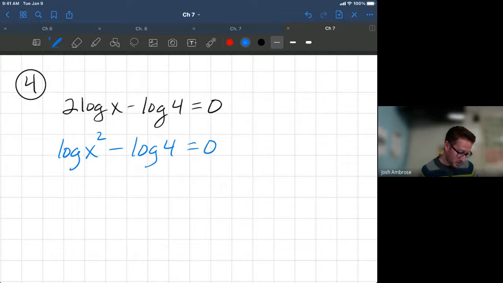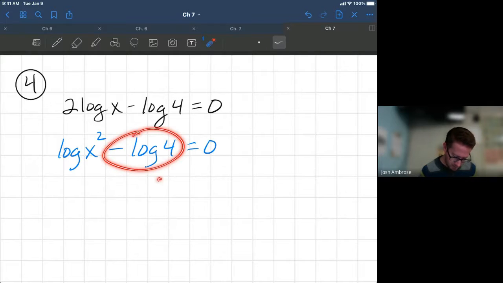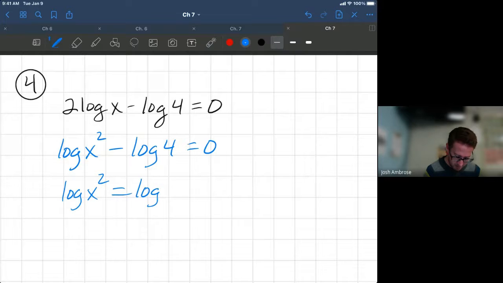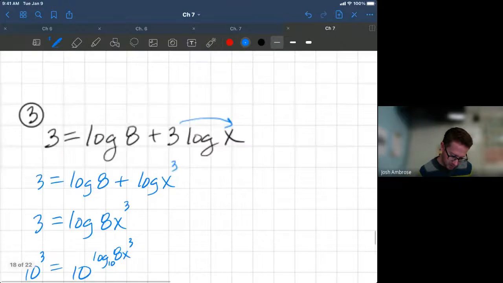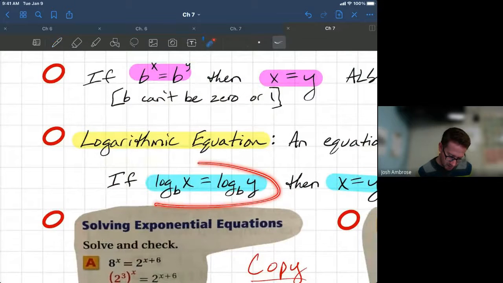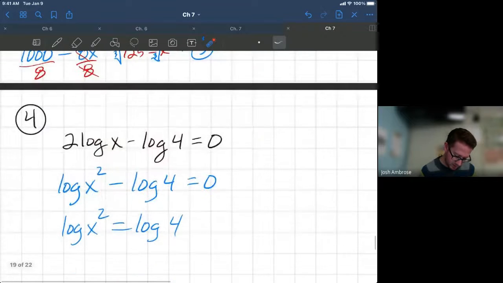And then we're going to move this to the opposite side, because you'll notice they have the same base 10. Log x squared now equals log 4. I'm going to go back up in our notes because we are going to use this one right here. Same base, same base. We can now say these two values are equal to each other. That's what we're looking at here.